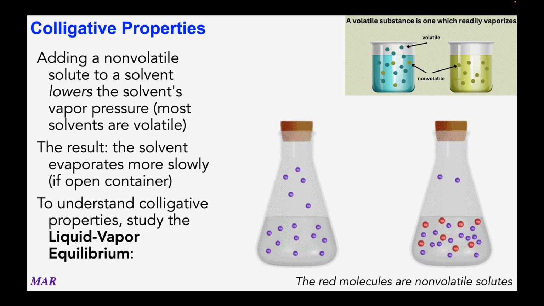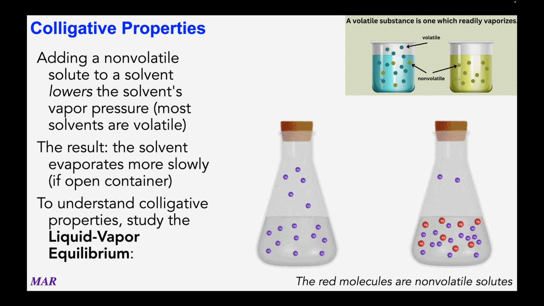So again, on the left-hand side, you're seeing a normal solvent, and most solvents are volatile, which means they have a vapor pressure over them. And so if you have a closed system, then eventually this equilibrium happens between the liquid and the gas phase. You're going to have some vapor pressure over the solvent, no problem. That's how most solvents are.